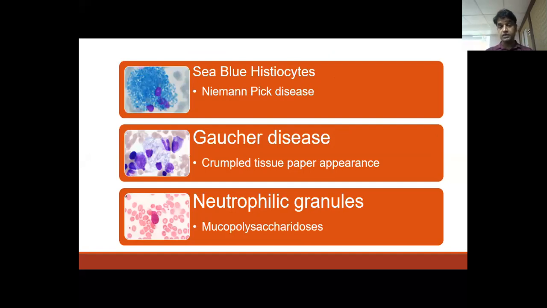Now, sea blue histiocytes, as you can see in the picture on the side, are characteristic of Niemann-Pick disease. Gaucher's will give you a crumpled tissue paper appearance. There is a discrete tissue paper type appearance in the cytoplasm. And neutrophilic granules, as seen here, can be seen in MPS.